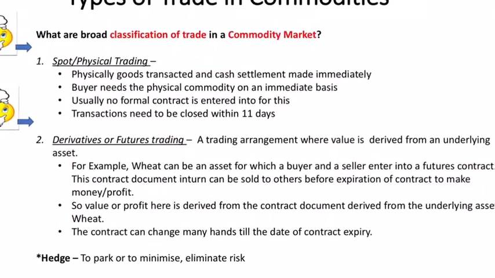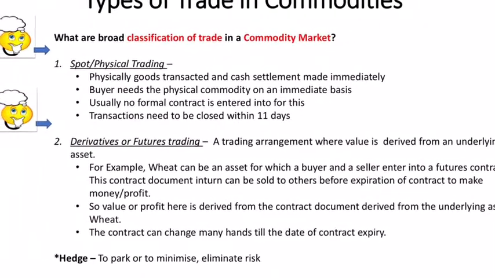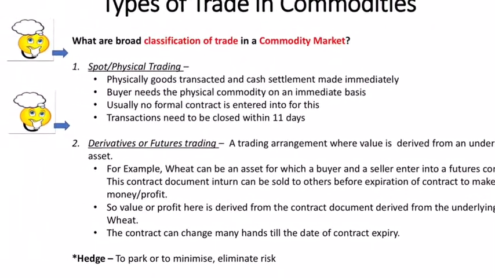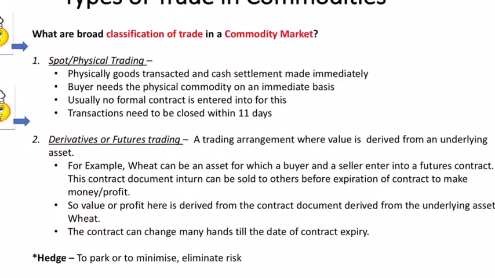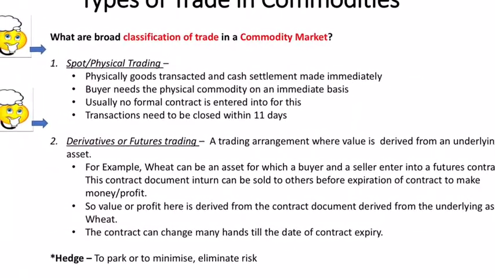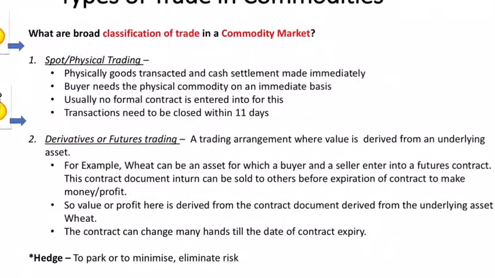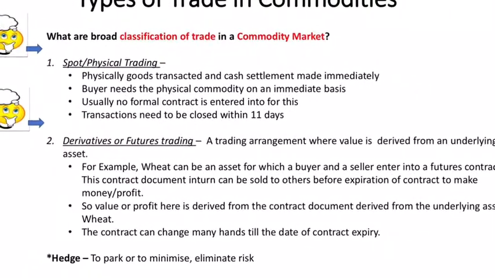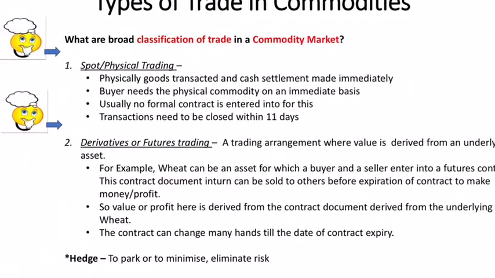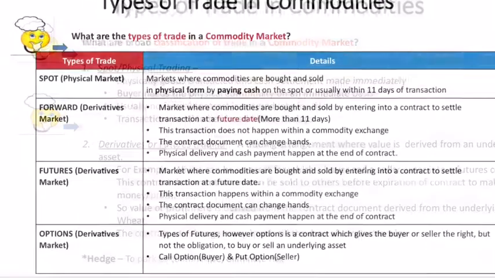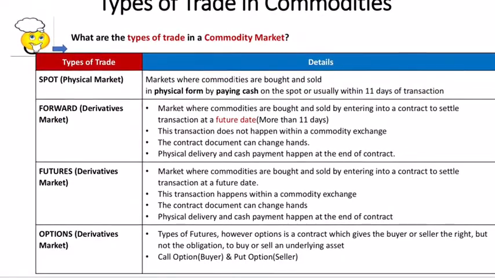Of course, at the end of the contract, there is a physical exchange of commodities that does happen, but that is much later. Now, the broad classification is physical or spot trading and derivatives trading. Now coming to the next slide, which talks about different types of trade in a commodities market.